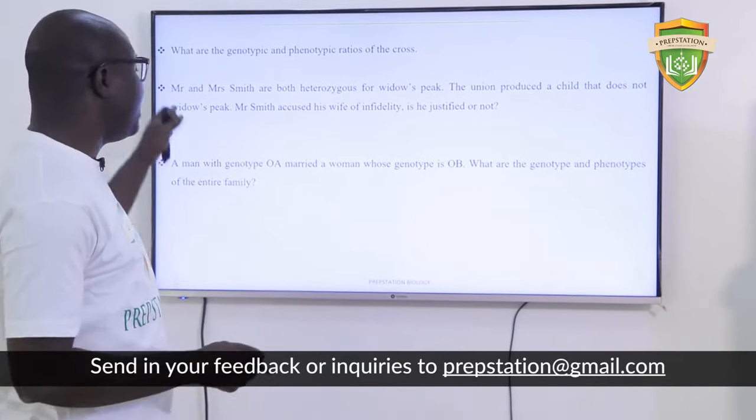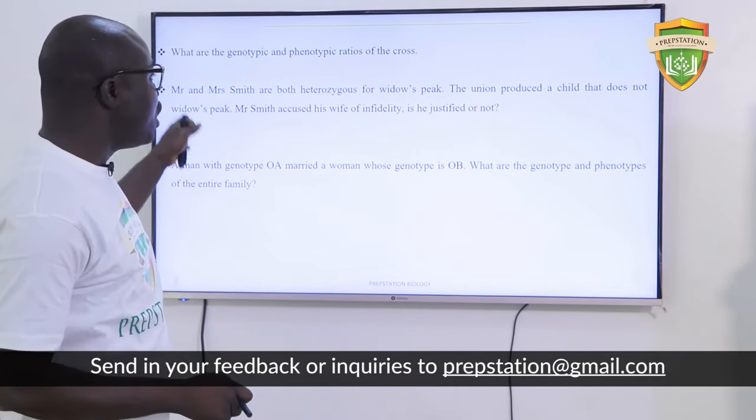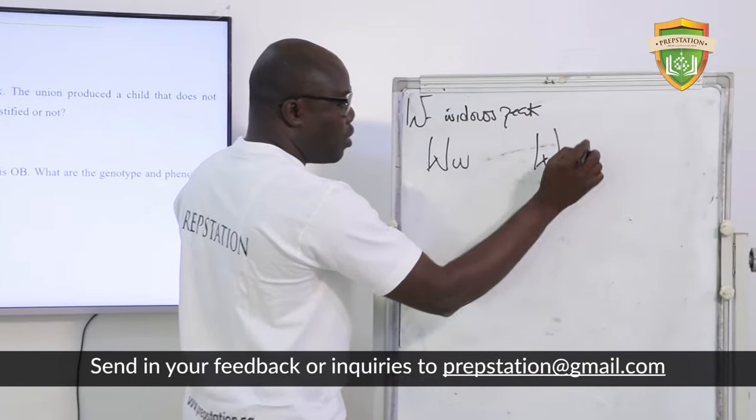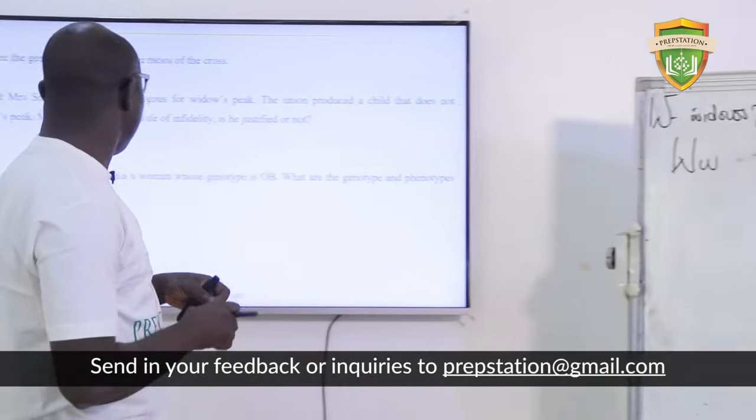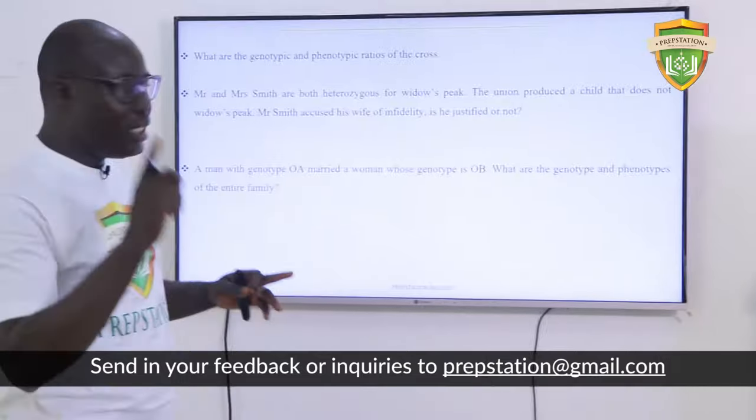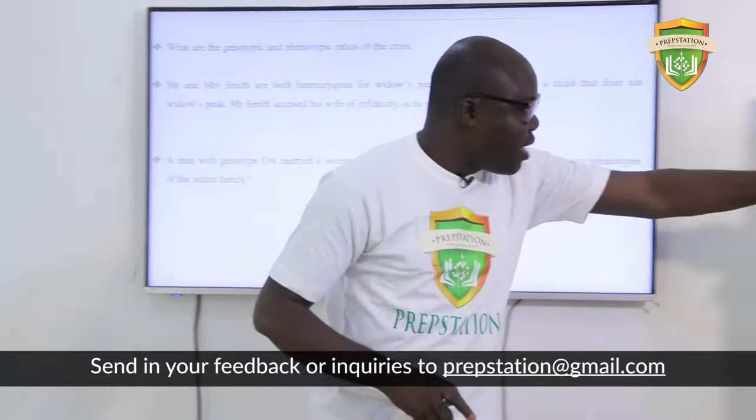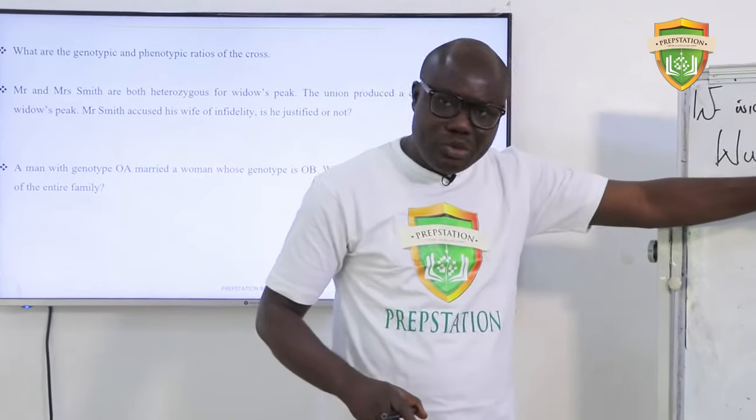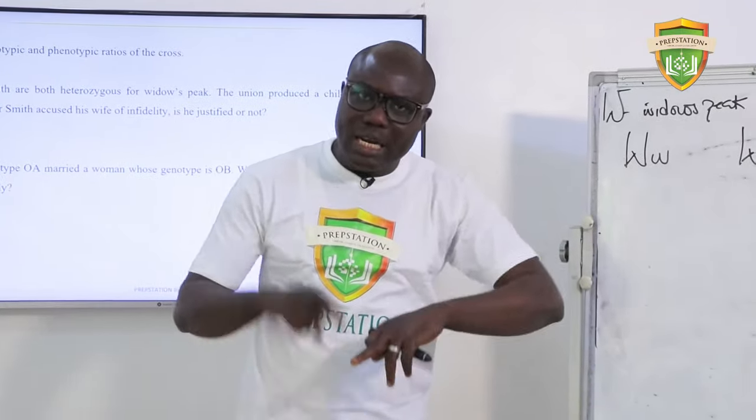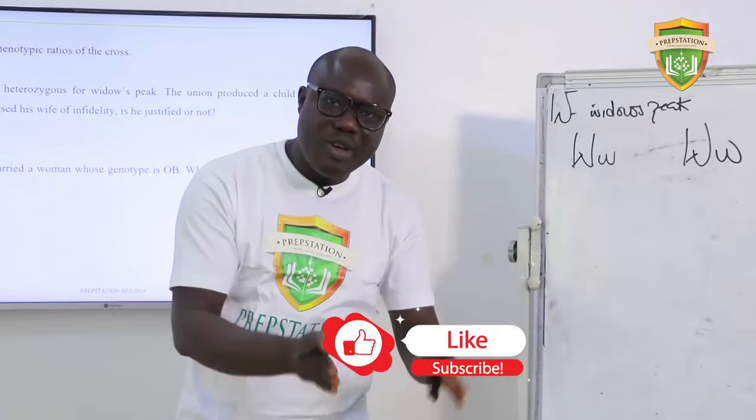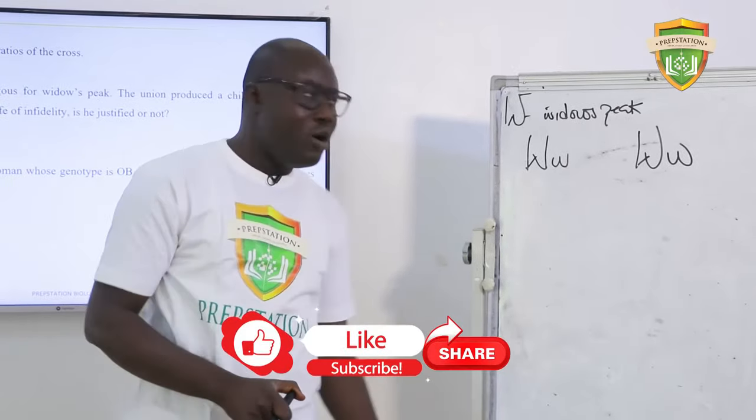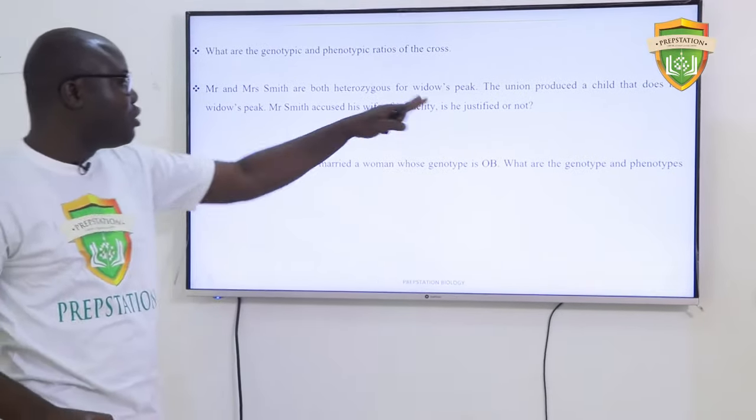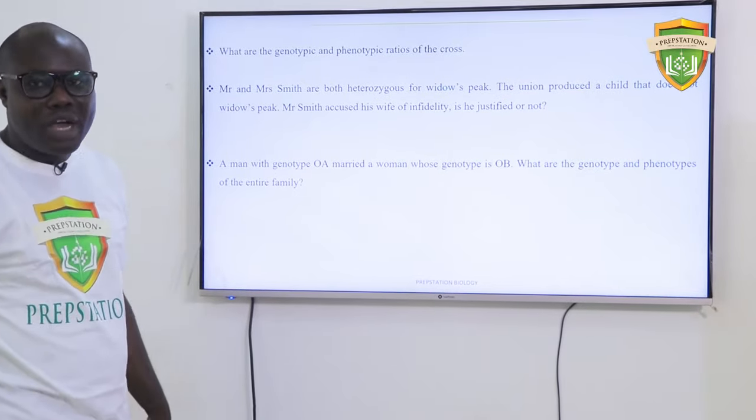Their union produces a child that does not have widow's peak. This is the father and this is the mother. They will now produce a child, at least one child, that does not. Because this man, even though he is heterozygous, definitely has the widow's peak. This woman too has it. How come a woman and a man who have it give birth to a child that does not have widow's peak? Okay, so Mr. Smith is now angry. He's accusing his wife of infidelity. Is it justified or not?